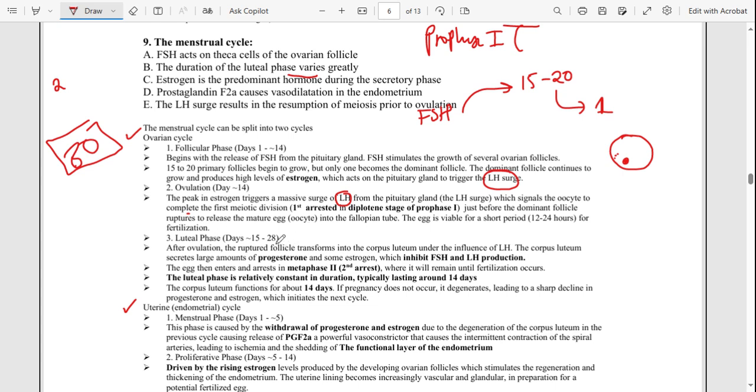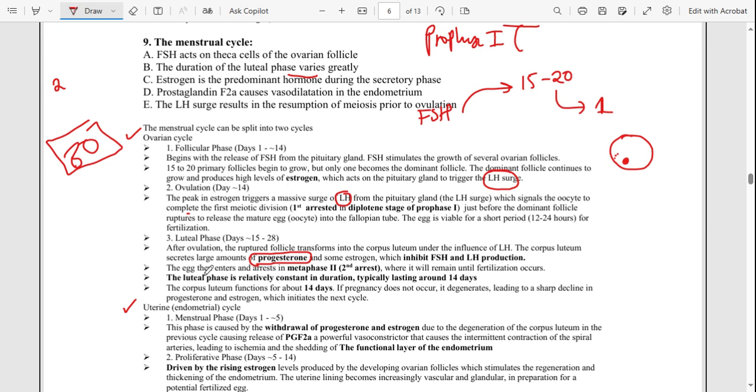So what happens at this point is that when ovulation has happened, the point where the egg was in the follicle is going to remain as a corpus luteum, and this will start releasing a lot of progesterone in an attempt to maintain the pregnancy, because it's thinking pregnancy might happen. And some estrogen as well. When you have a lot of progesterone, it's going to go to the anterior pituitary and inhibit the release of follicle stimulating hormone and luteinizing hormone.